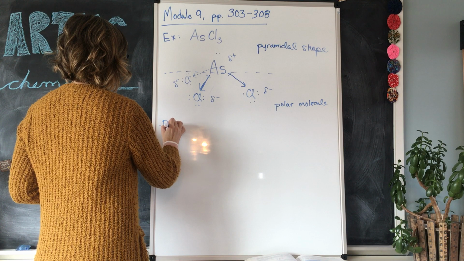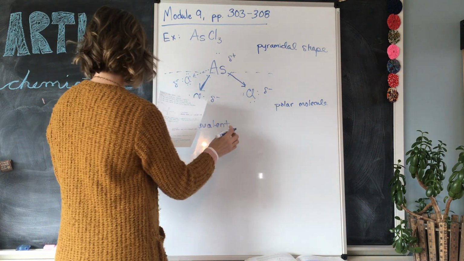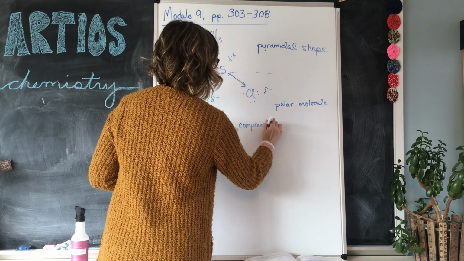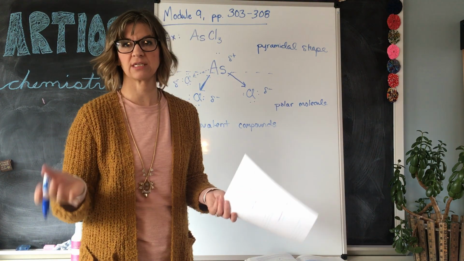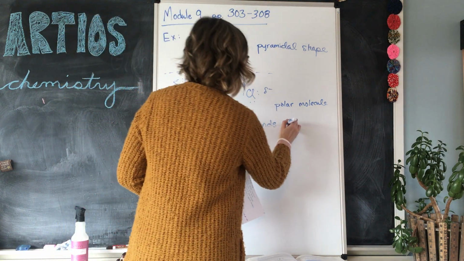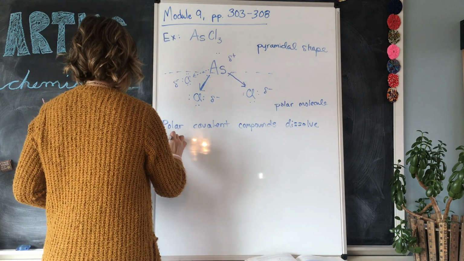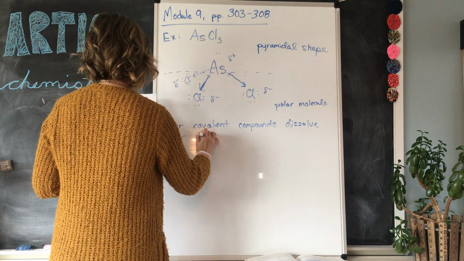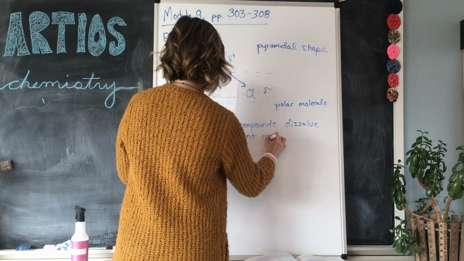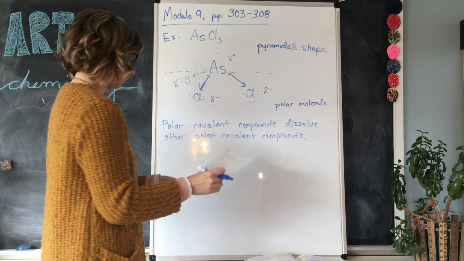Now we're going to add some more notes about polar molecules. Polar covalent compounds. A compound is just a collection of the same type of molecule. Polar covalent compounds dissolve other polar covalent compounds. You will read about that in your book, why, for example, soap works, okay?